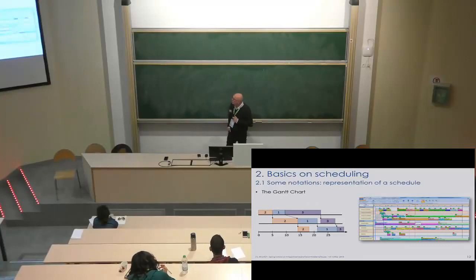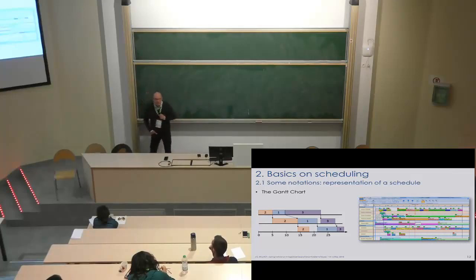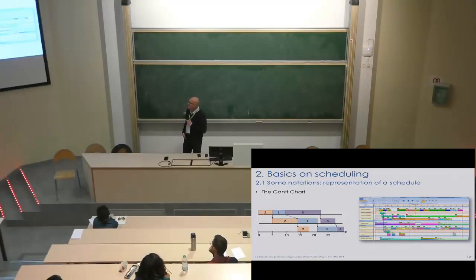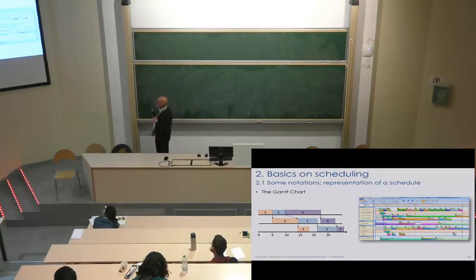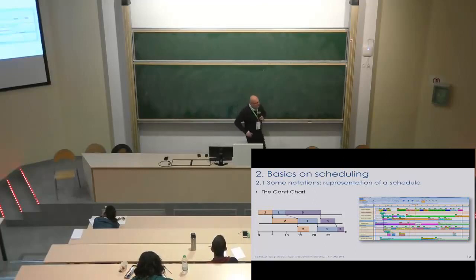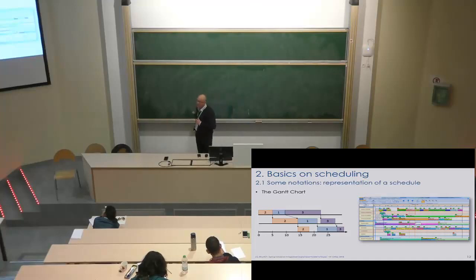The Gantt chart is the usual representation of a schedule. Here you see a schedule of a flow shop with 3 machines: job 2, job 1, job 3, in this order on machine 1, in the same order on machine 2, and in the same order on machine 3. The one on the left is what we generally use in our papers to represent a schedule, and on the right it's also a Gantt chart, but in an industrial software, which was developed by some of my PhD students more than 10 years ago for the workshop working on paper production.